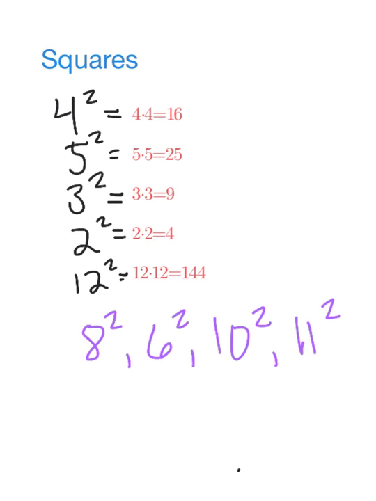Squares. Anytime you have a number squared, it means you're just multiplying the number by itself 2 times. So 4 squared is the same thing as 4 times 4. 5 squared is the same thing as 5 times 5. 3 squared is 3 times 3. 2 squared is 2 times 2. 12 squared, again, would be 12 times 12. All of those are equal to what is given.